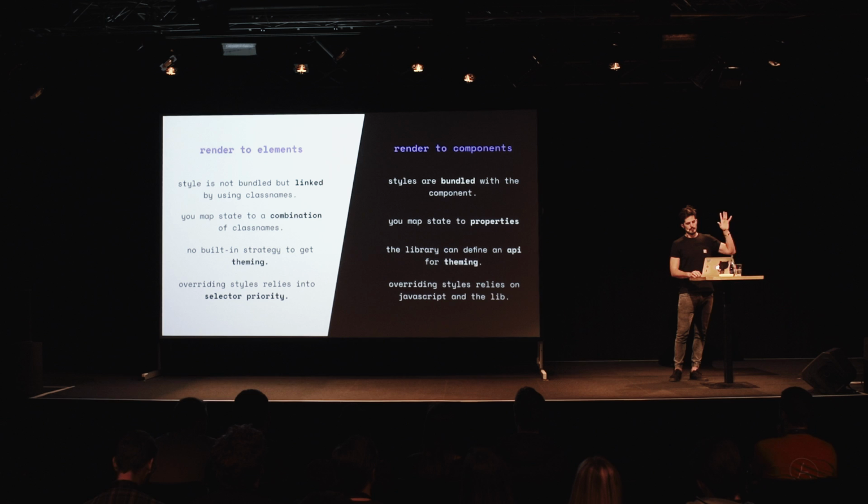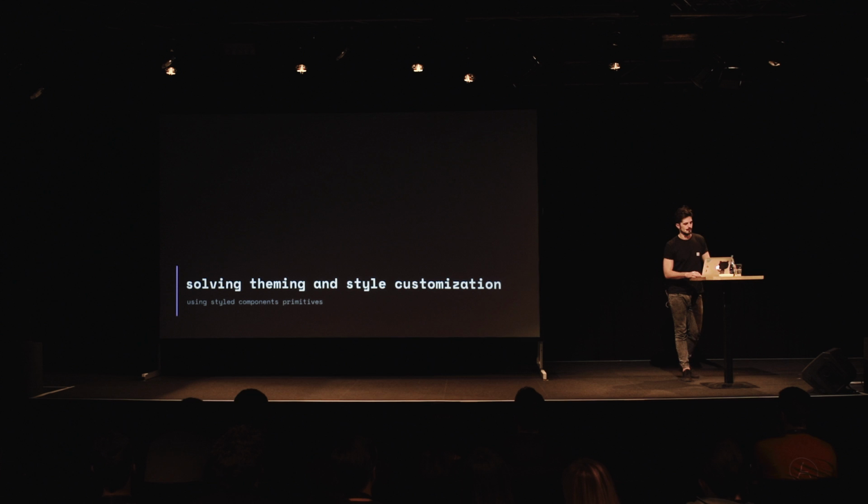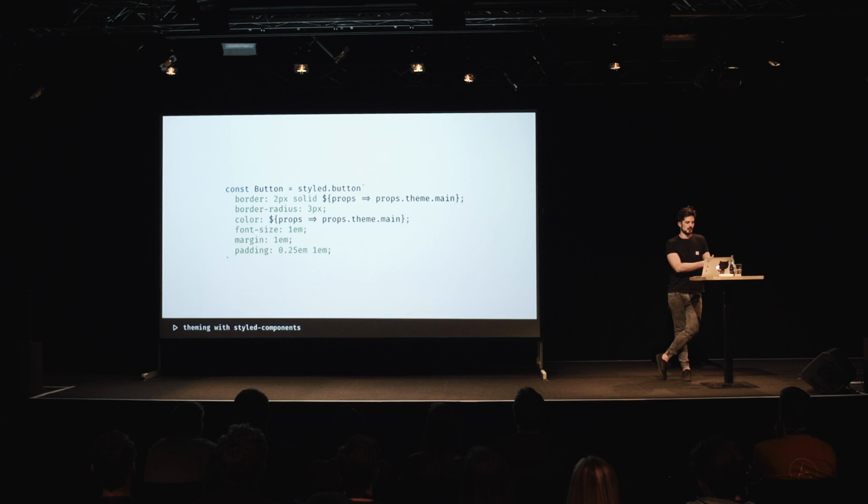But from this concept, how can we solve theming and style customization? So first of all, we have theming. And theming, as I just told you, is free in this approach, because it's going to be bound with the library. So take styled-components as an example. You generate this button, and you can interpolate there a function that receives the properties. And you can say props.theme.main. And that's going to be the primary color, the main color in my app. Okay.